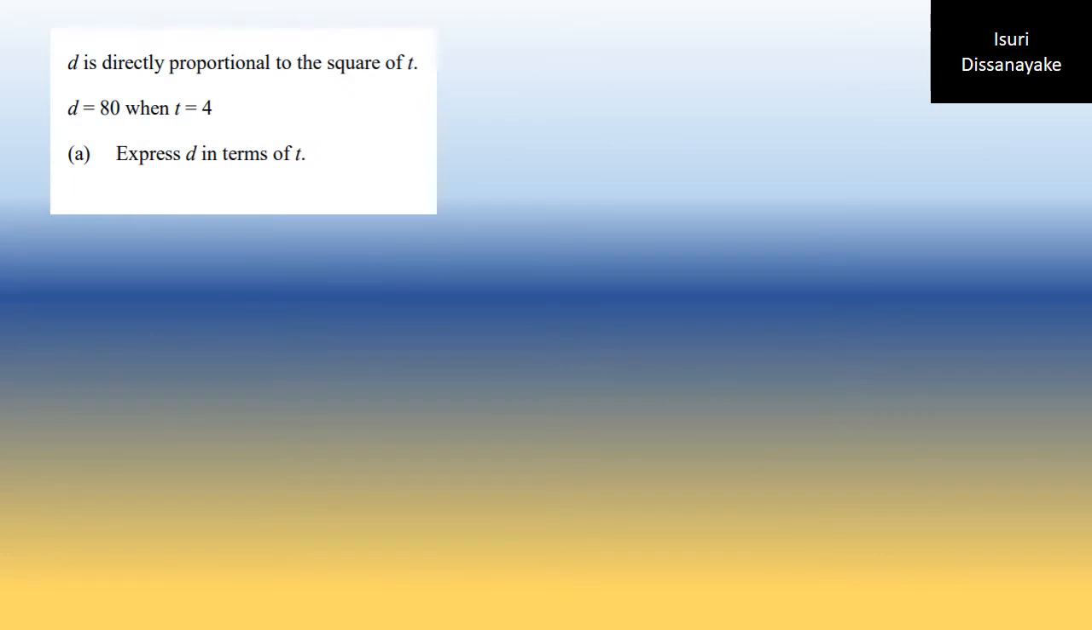D is directly proportional to the square of t. So let's write it as D is directly proportional to the square of t. I'm going to remove the proportional sign with an equal sign and k. So we are going to write it as D equals k t squared. And let me substitute D as 80 and t as 4. So your k is equal to 5. So D equals 5t squared.